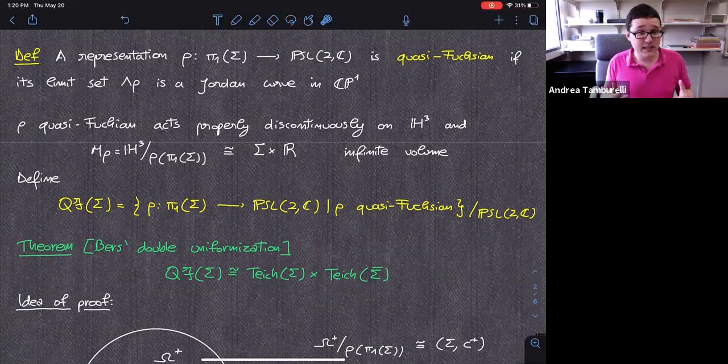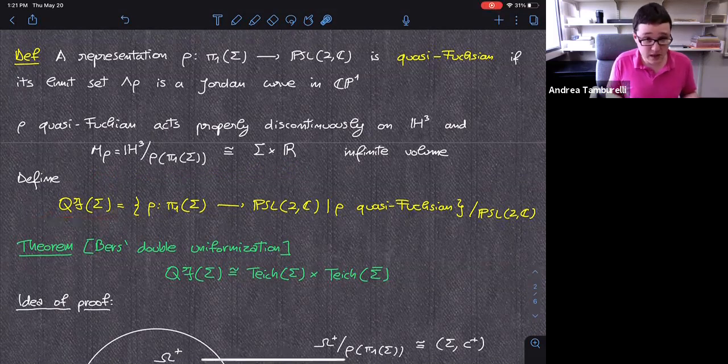So it's not difficult to see that exactly because those are small deformations of Fuchsian representations, they will still act properly discontinuously on H3. And the quotient is an infinite volume hyperbolic 3 manifold diffeomorphic to sigma cross R, where now this product will not be a warped product. Actually, you can't write explicitly, in general, the metric on this hyperbolic 3 manifold.